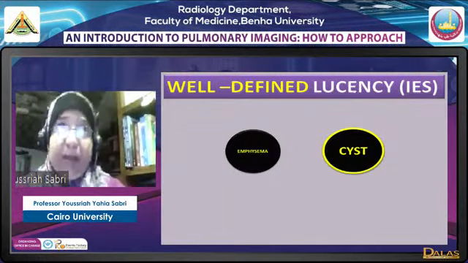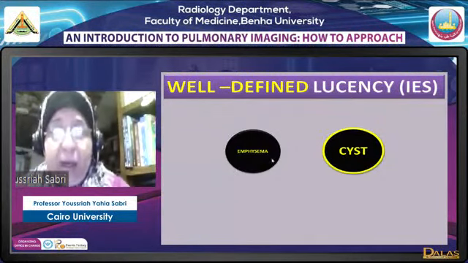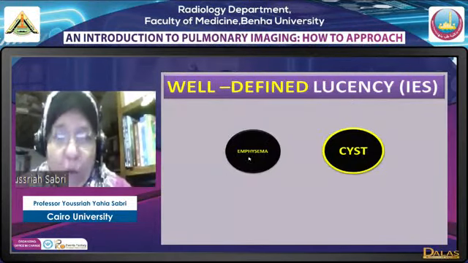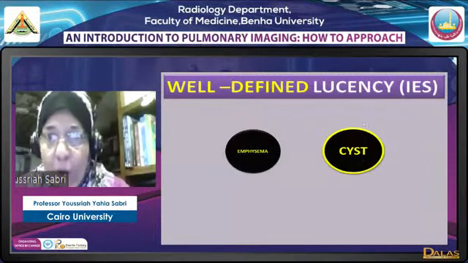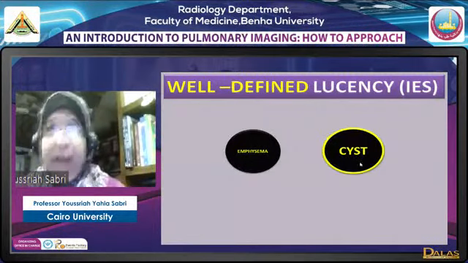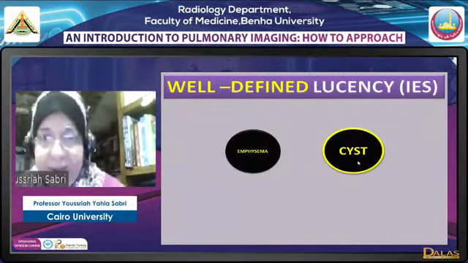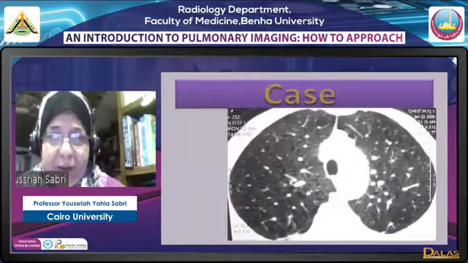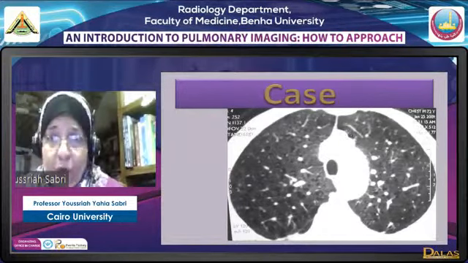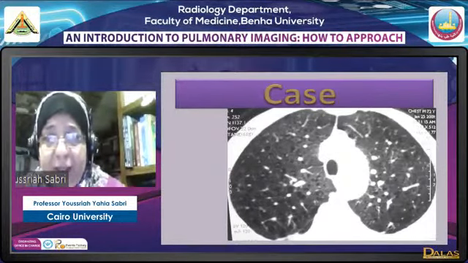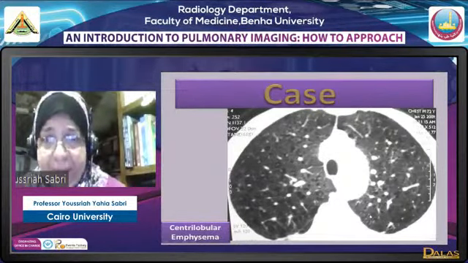Now we're discussing a black lesion, okay? A black lesion without a wall, a black hole without a wall, is emphysema, while a black hole with a wall is a cyst. This is the easiest way to know a cyst, okay? Now let's see here. These are the upper lobes, as you know, and there are numerous black holes within. These black holes are emphysema. The emphysema that affects the upper lobe predominantly, as you can see here, is centrilobular emphysema.